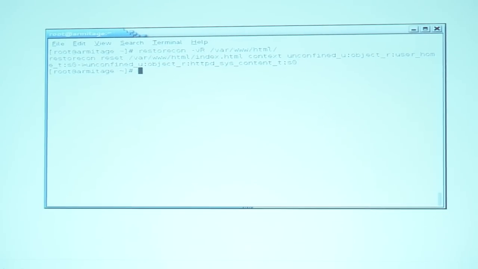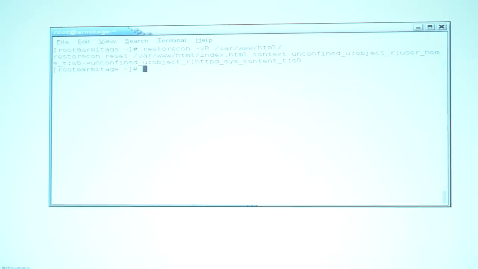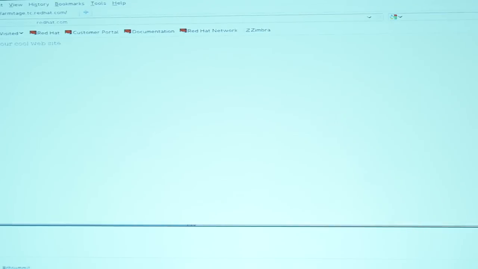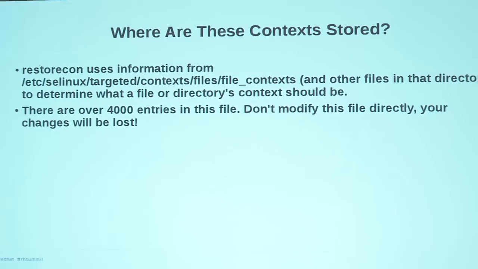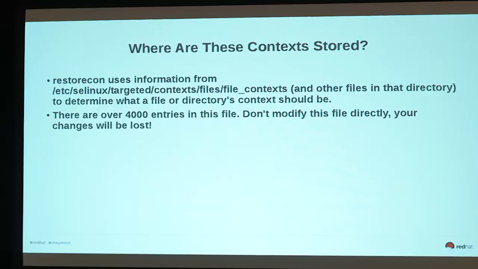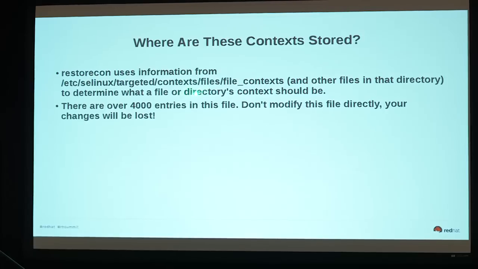So restorecon -v capital R is your friend when you're having weird issues with SELinux. And there we go. Here's our cool website. The server's up and running. Life is good. Restorecon uses information from the file_contexts file that lives under the SELinux targeted contexts files.